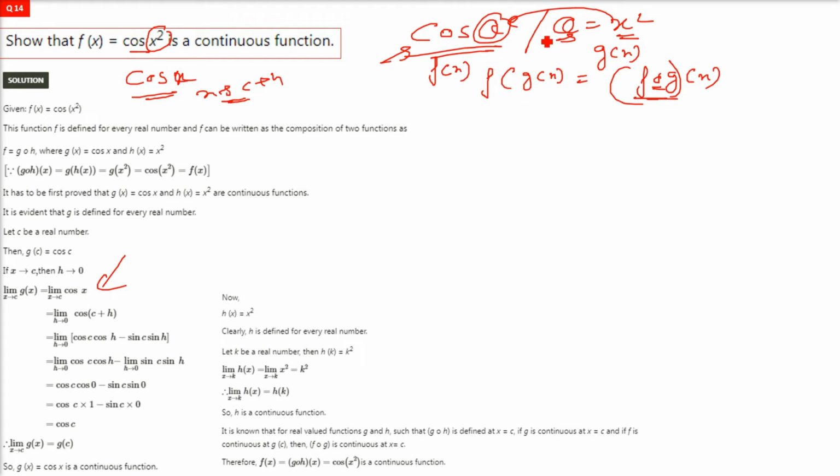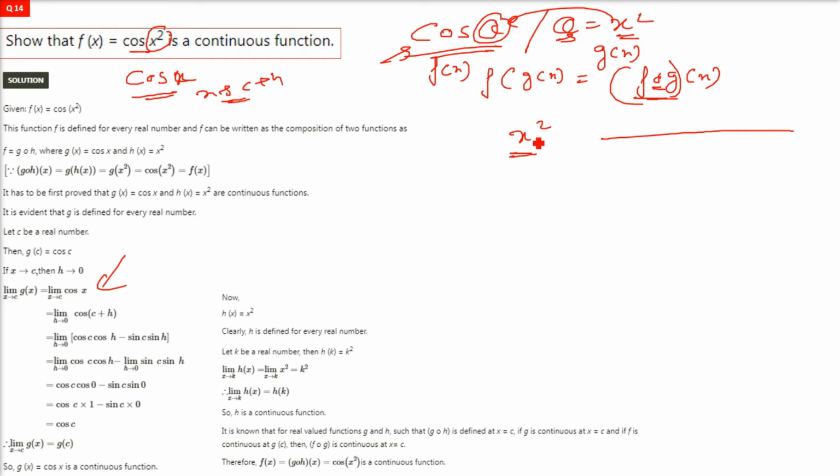Now we have to come to this x square. We know already that x square is a polynomial function, so it will be continuous. But it's not like that; you have to prove it. So this sin x cos x we have already seen. x square is continuous, and when cos x is continuous, then cos x square will be continuous. So you have to take them separately.